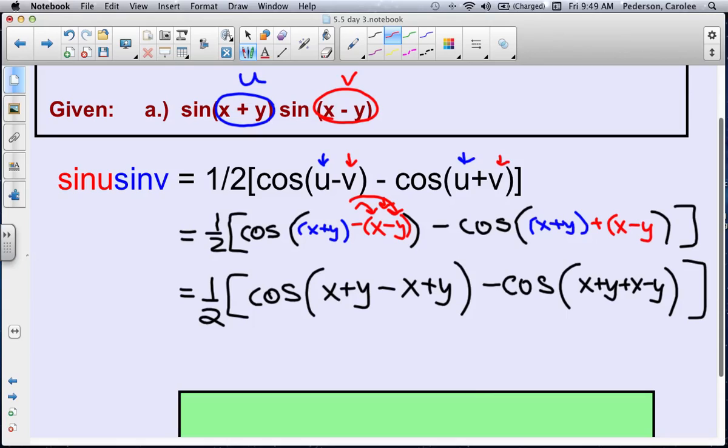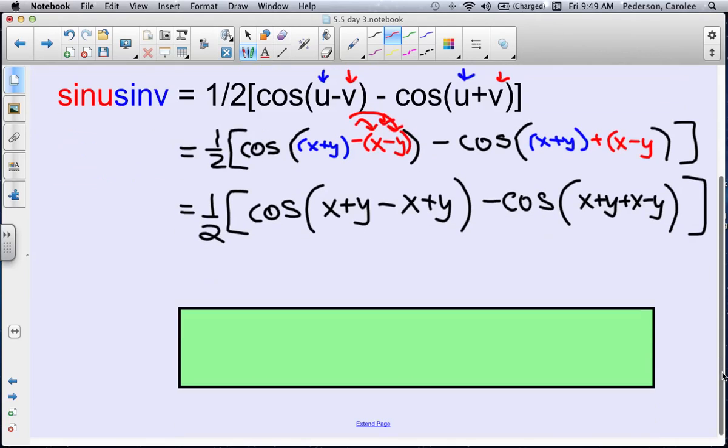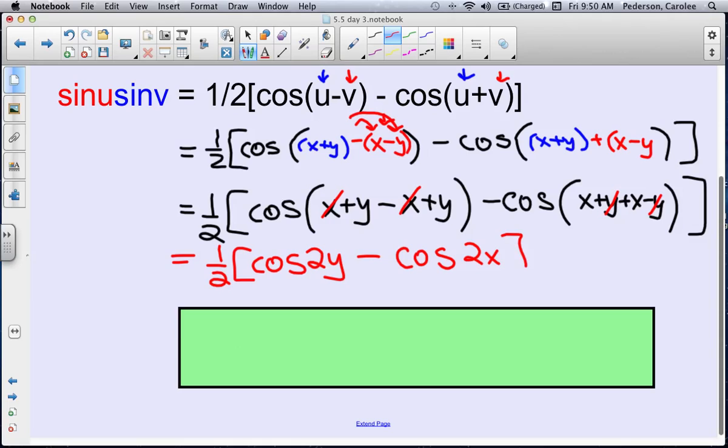All right, let's see what simplifies within those parentheses. What simplifies in the first parentheses? Anything cancel? The x's cancel, yep. And then over here, anything cancel in the second parentheses? The y's. And then we have some like terms. y plus y is 2y. And then x plus x is 2x. And we're done.